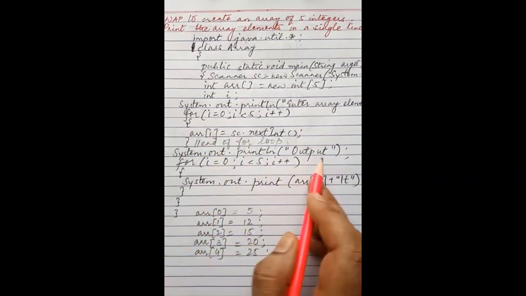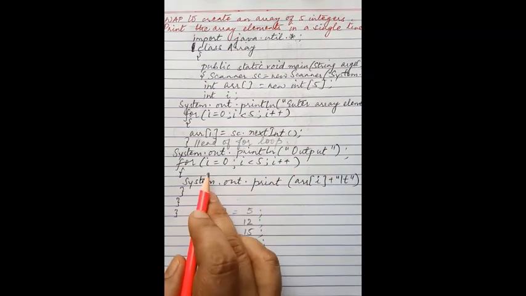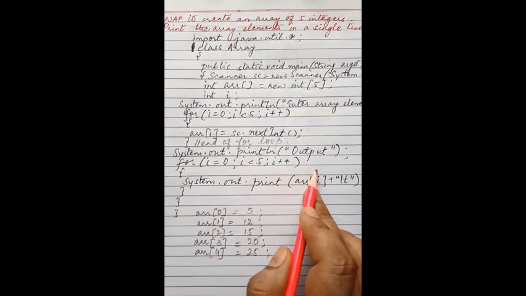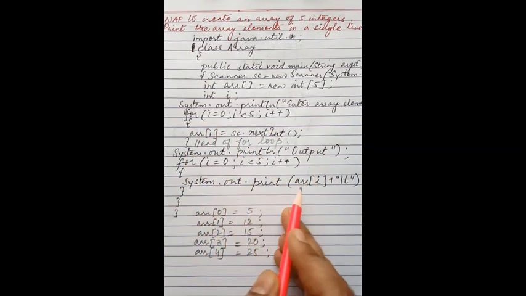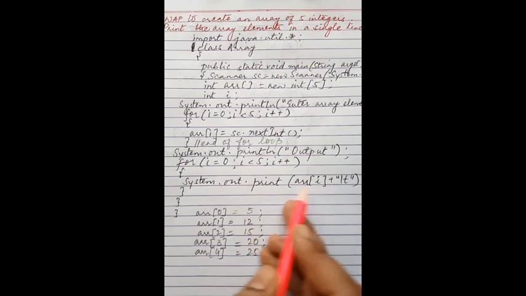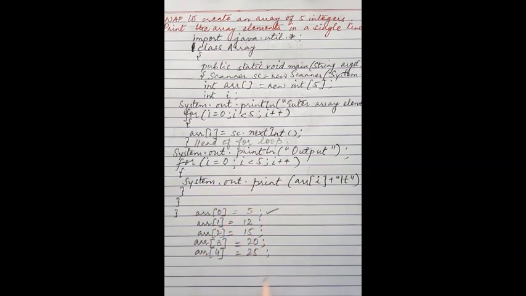Now next statement is the output is printed. For I equals to 0, same loop is used here. We are writing System.out.println ARR I. ARR I means when I equals to 0, it will print this and with a space. Next 12 will be printed with a space. So the output will be like this: 5, 12, 15, 20 and 25. This is the complete program how to input elements in an array and print them.